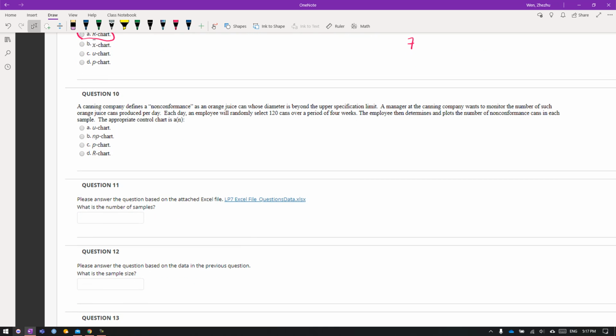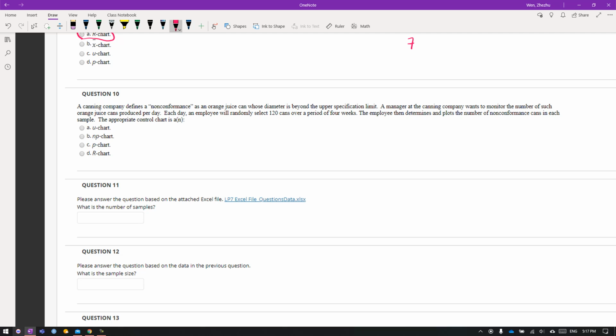So number 10, a company defines a nonconformance as an orange juice can whose diameter is beyond the upper spec limit. A manager at the canning company wants to monitor the number of such orange juice cans produced per day. Each day, an employee will randomly select 120 cans over a period of 4 weeks. The employee then determines and plots the number of nonconforming cans in each sample.